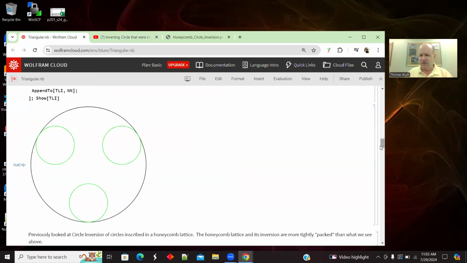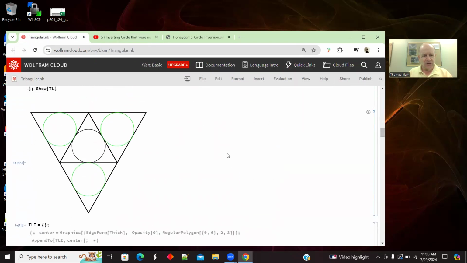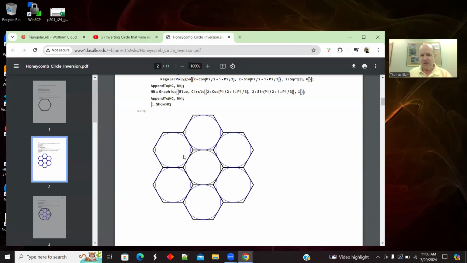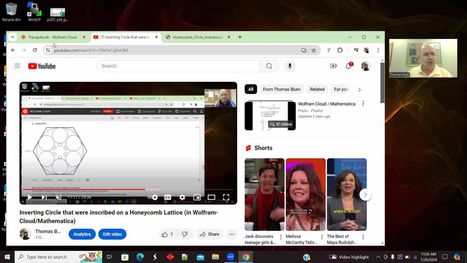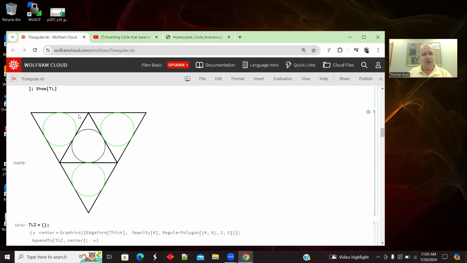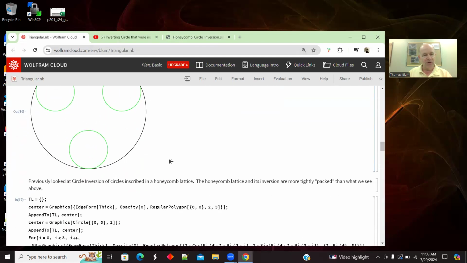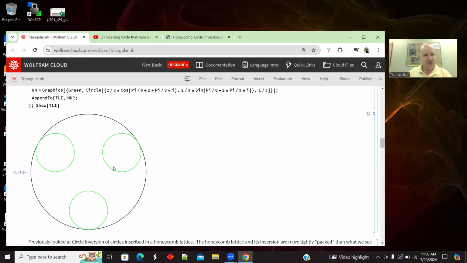And the triangle is much looser. There's a lot more space here than in the honeycomb. Like the honeycomb, there's almost all circle, and the hexagon is just a little bit bigger. Whereas in the triangle, there's a lot of space, and that's going to be reflected in the inversion as well. And we can already start to see that here, where you have these 3 inverted circles and big gaps.